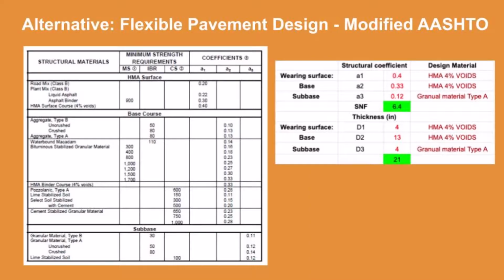use. Using the table, we got a calculated structural number of 6.4 and a thickness of 21 inches using HMA for surface and base cores and uncrushed granular material for subbase.